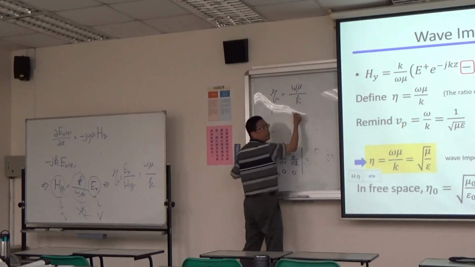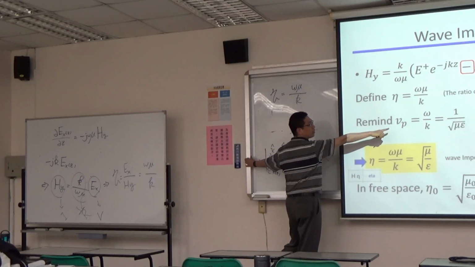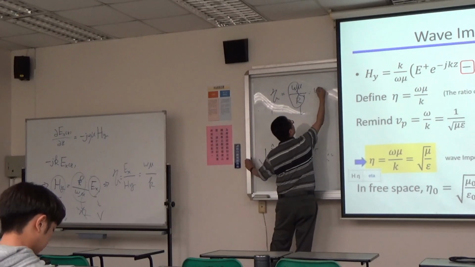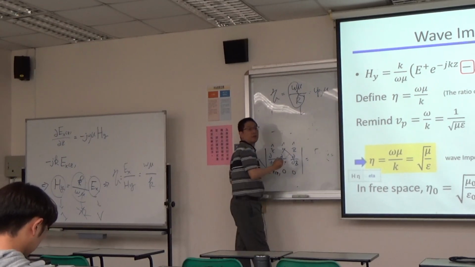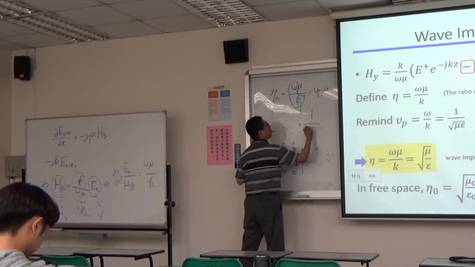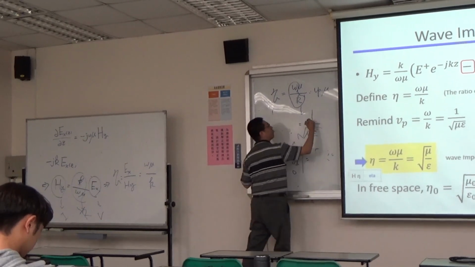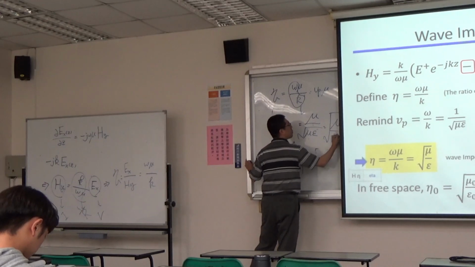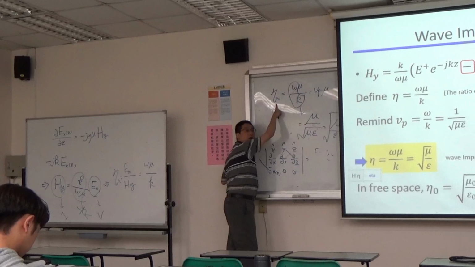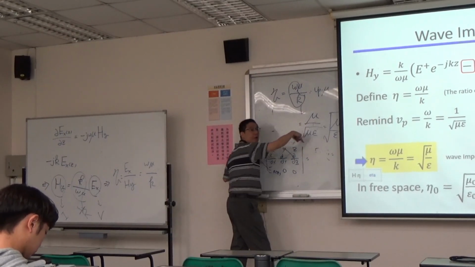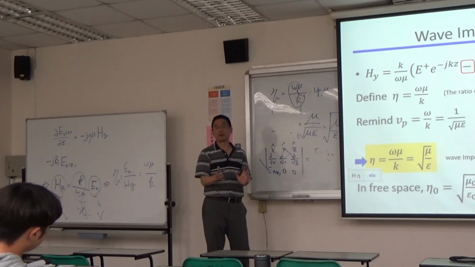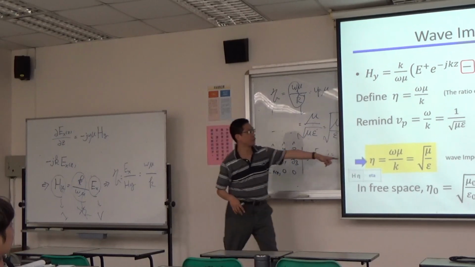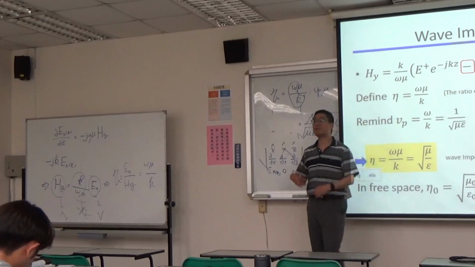The impedance is omega mu over k. And from this relation, you know omega over k is Vp, multiplied by mu. And Vp is 1 over the square root of mu epsilon, multiplied by mu. So this one equals the square root of mu over epsilon. So your impedance is only relevant to your material. And also the wave speed and the wave impedance tell you what the material is. In air it is 377. You can put a number in the impedance of a wave.